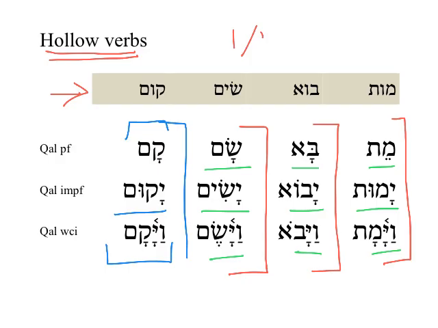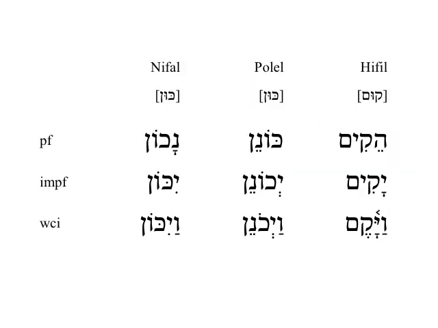And in the common words, knowing the vocabulary solves most of our difficulties for parsing. It's worth thinking through the different stems, like niphal, for the hollow words, and in the perfect, no big surprises for a word like kun, to establish. It was established. We can see the nun from the niphal stem, and all is well.